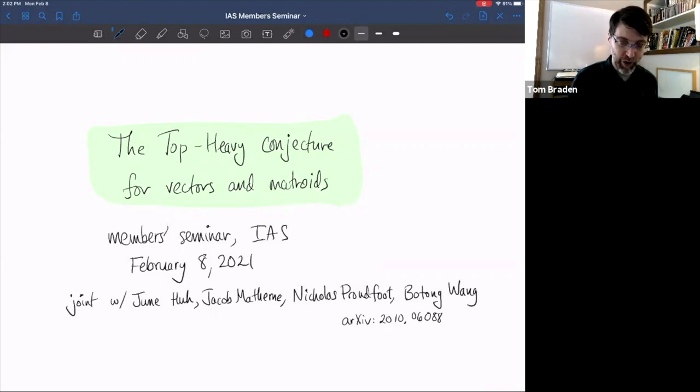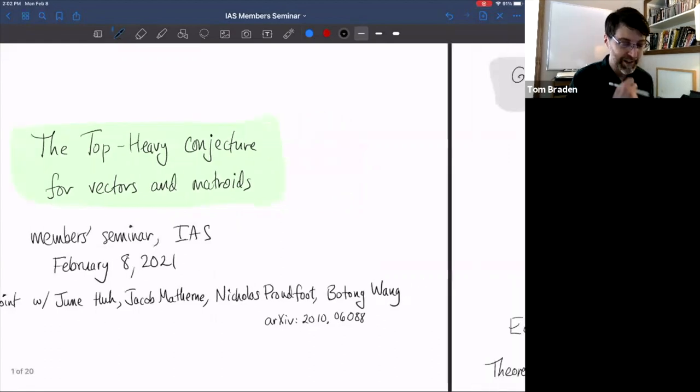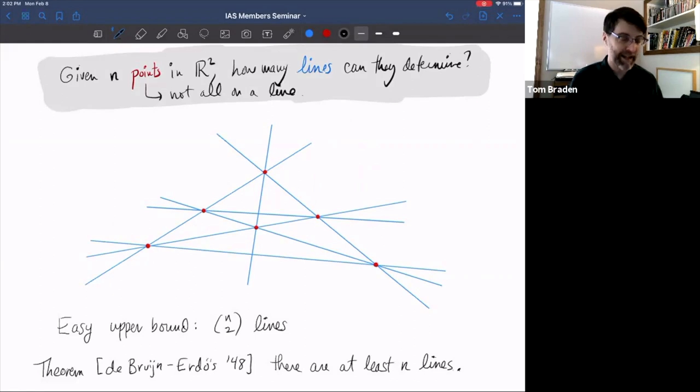To begin with, I'm going to start with a very simple version of the question, which is: if you're given n points in the plane, how many lines can they determine? And to remove trivial cases, assume that the points actually span the plane, so they're not all on a line. In this example, I have six points and defining seven lines.